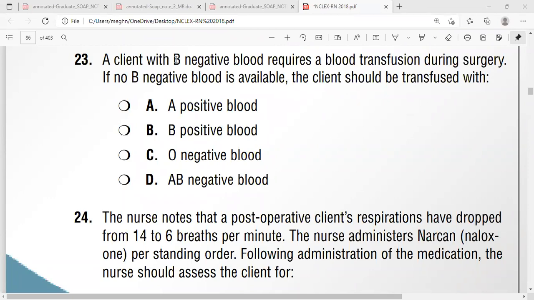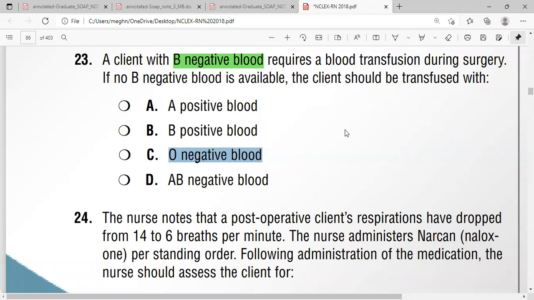So my patient has B negative blood, but unfortunately B negative blood is not available. So what are the alternatives? A positive blood, A positive blood, B positive blood, O negative blood, and AB negative blood. So the correct answer is C, right? O negative blood.